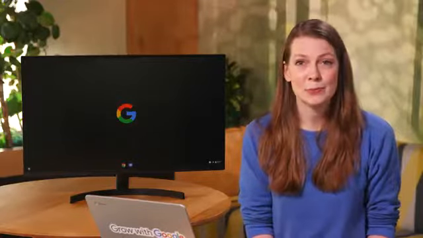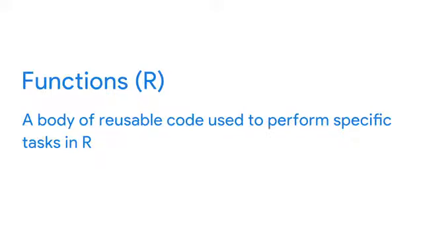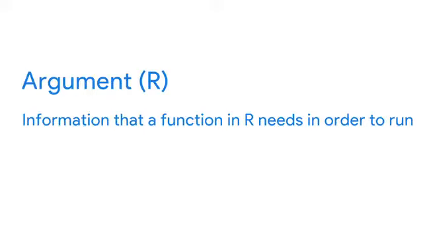For example, we've come across functions in spreadsheets and SQL. As a quick refresher, functions are a body of reusable code used to perform specific tasks in R. Functions begin with function names like print or paste, and are usually followed by one or more arguments in parentheses. An argument is information that a function in R needs in order to run.